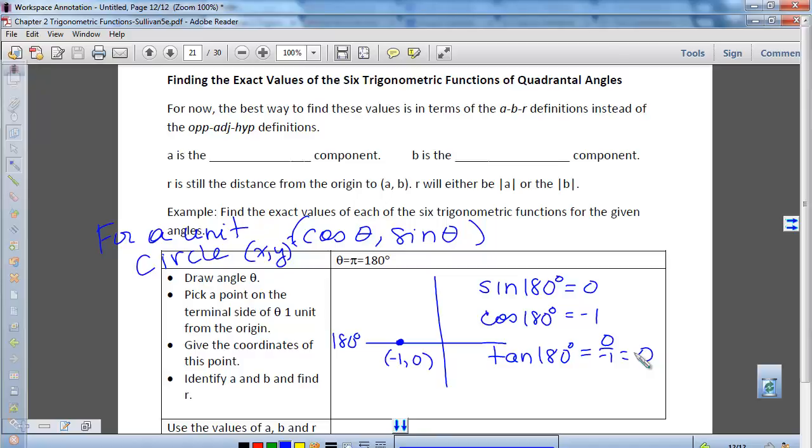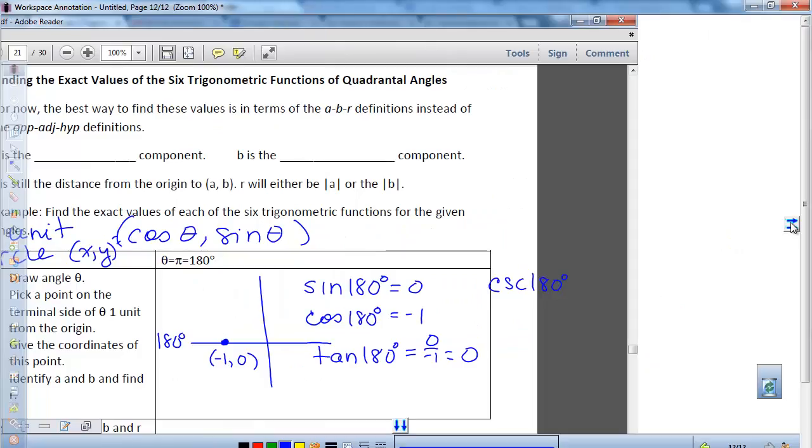Okay. All right. Cosecant then of 180 degrees is going to be what? Not 0. What is it? Undefined. All right. 1 over 0 is undefined. Okay. Secant of 180 degrees is -1. And then cotangent of 180 degrees is going to be what? Undefined. If tangent came out to be 0, we flip that, it's undefined. We cannot divide by 0. Okay. Questions about that?